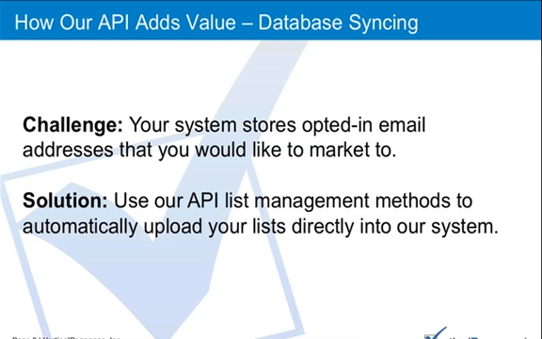So the first challenge is your system stores opted-in email addresses you'd like to market to. For example, you're a customer resource management system. You've already got some kind of database that contains email addresses. Maybe it's because those are the people who have signed up for your blog. Maybe it's for the people who have purchased from you on an e-commerce site. One way or another, you have that data and you really want to make it actionable.